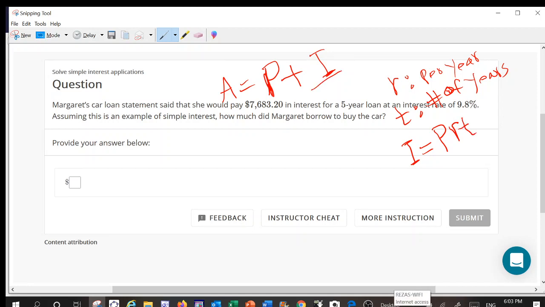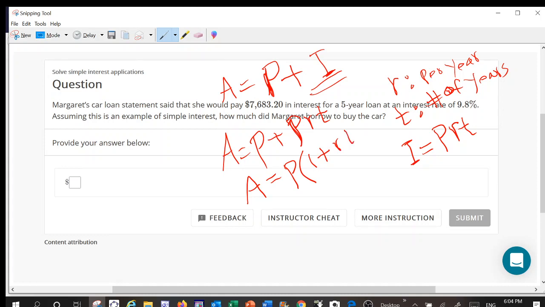So this interest here is really nothing but PRT. Now, if you factor the P out, it would be 1 plus RT. So that's the simple interest formula. You can write it right here. A is P times 1 plus R times T. And remember, R is rate per year and T is number of years. So now that we have a formula, we can actually do this.